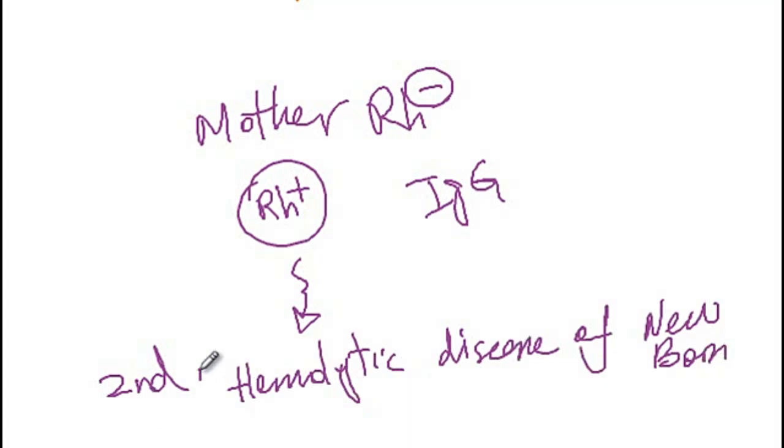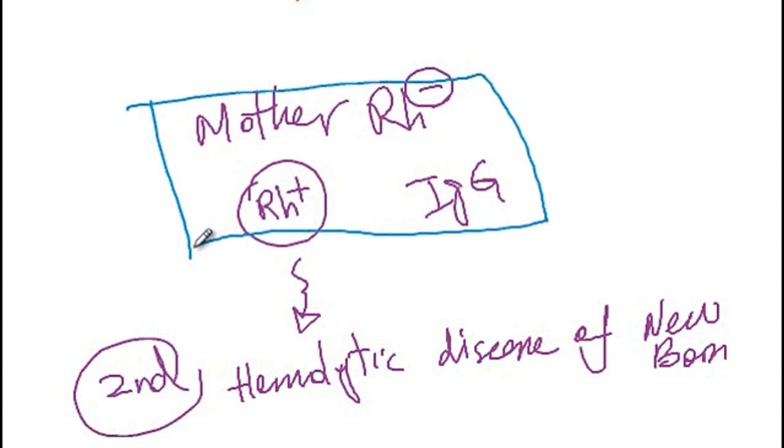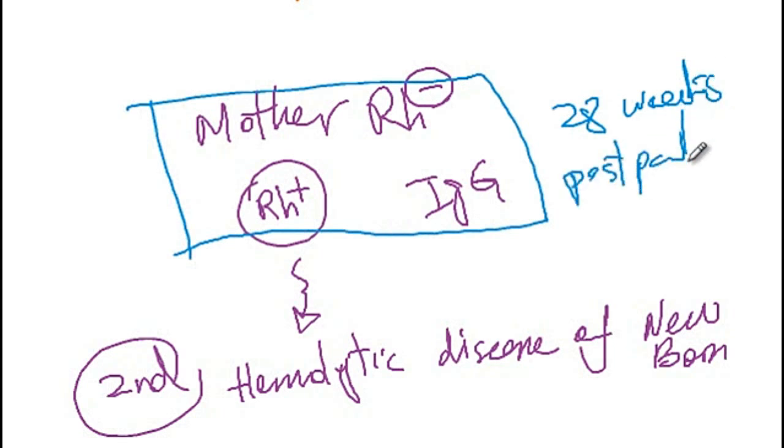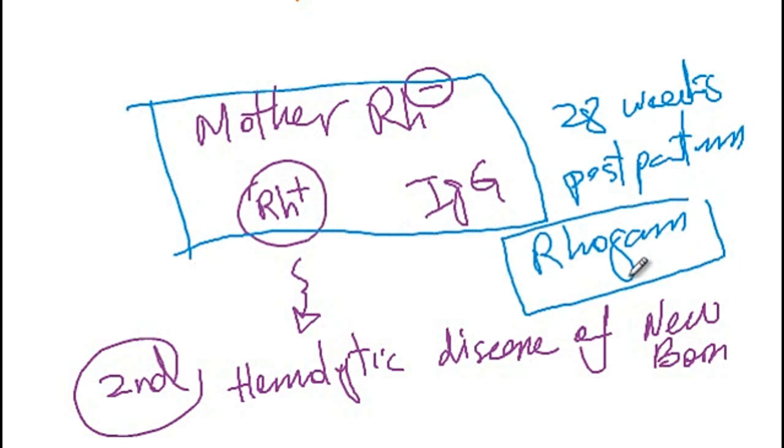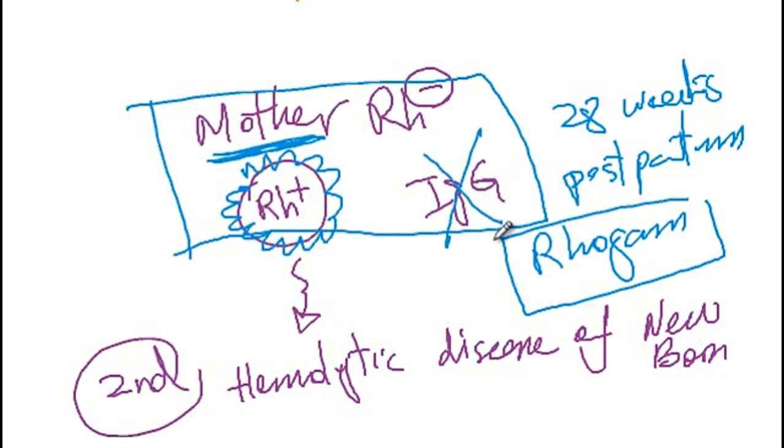And the only treatment that you can provide to this child is intrauterine transfusion with blood. But if you wanted to prevent this problem, what you had to do was, during the first pregnancy, at 28 weeks of gestation and postpartum, provide the mother with the RhoGAM antibodies. And what this RhoGAM does is that it will hide the fetus's red blood cell Rh antigens from the mother's immune system. So the mother will not recognize it and thus will not form any IgG antibodies.